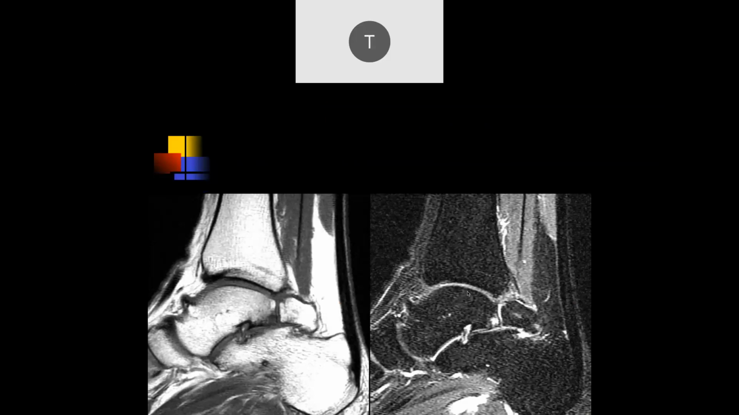Well, this one has a clear separation between this ossicle, so I'd say it's an os trigonum. Right, so this is an os trigonum. We can see there's some edema here in the bone. These are classically described as being congenital in nature, though I've not seen a lot of these in kids. You see quite a few of them in adults.